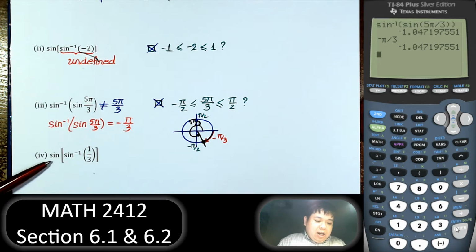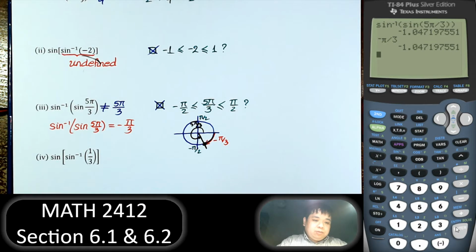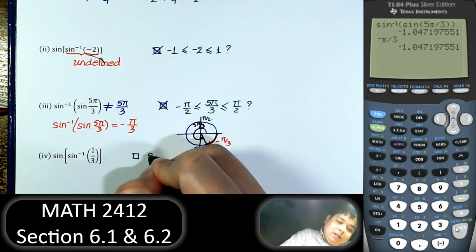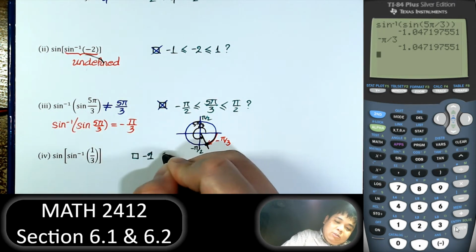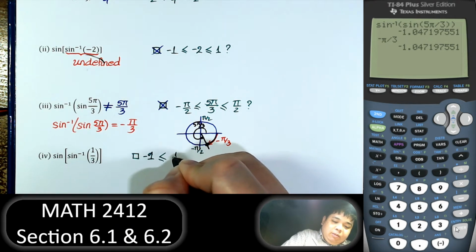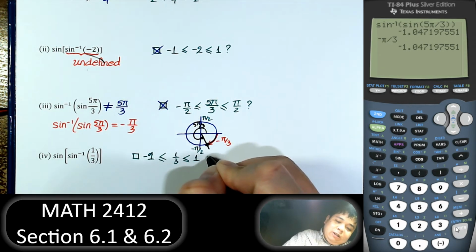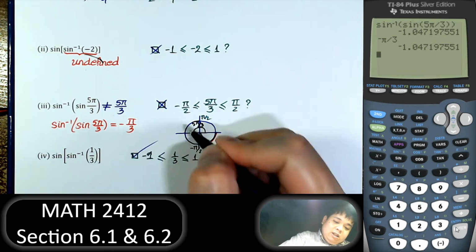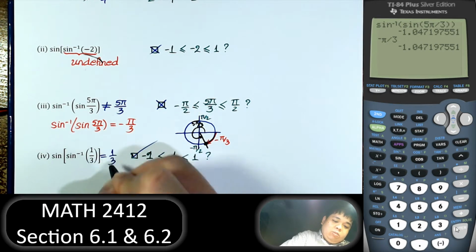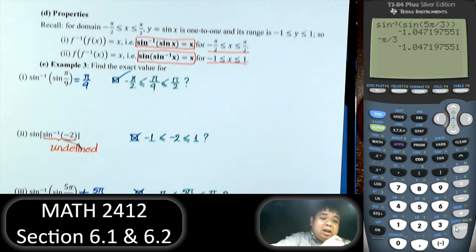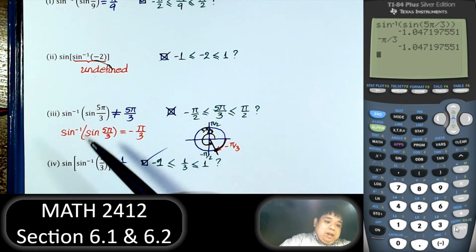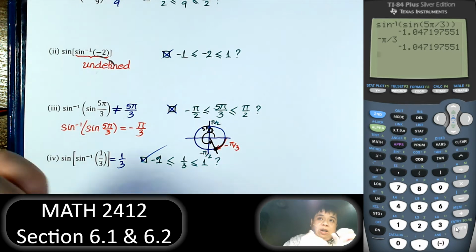Right. Next, sine of sine inverse of 1/3. We'll check: is the 1/3 between negative 1 and 1? The answer is yes. So in that case, it's equal to 1/3. Now, like I said, if it is in the correct domain, it will cancel. If it's not, then they do not cancel and the answer is equal to something else.